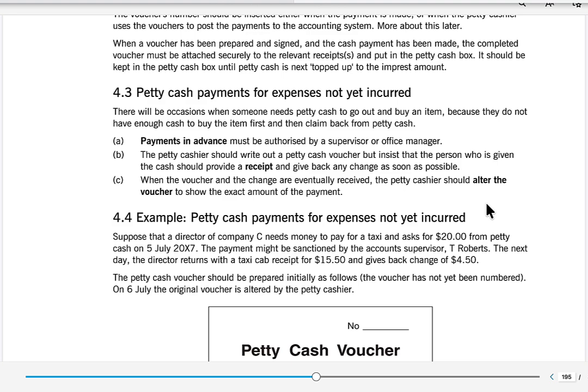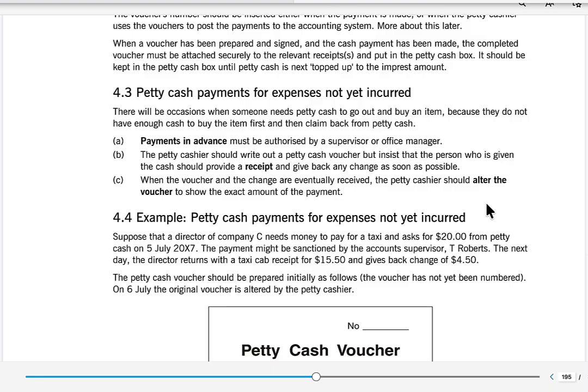Why does this happen? This happens for a simple reason. Sometimes a worker must go out and pay for something immediately. For example, taxi fare for work, a quick purchase of supplies, parking payment, a small emergency item, and the worker might not have enough personal cash on them, so they ask the petty cash cashier for money in advance.